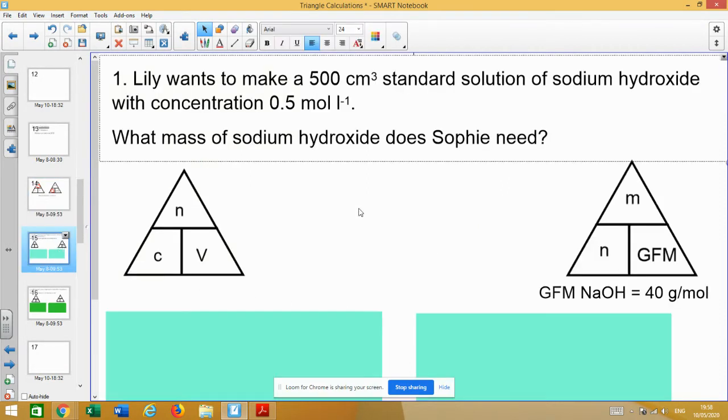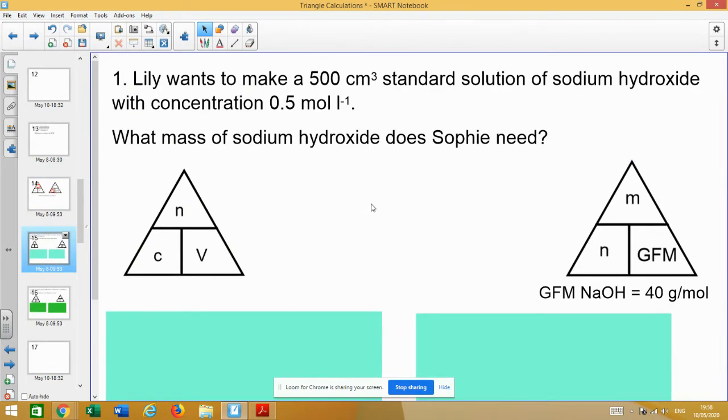So here's an example. Lily wants to make a 500 centimetre cubed standard solution of sodium hydroxide with a concentration of 0.5 moles per litre. What mass of sodium hydroxide does Lily need? So what do we know? We know that the concentration is 0.5. We know the volume is going to be 0.5 because 500 centimetres cubed is 0.5 litres, which is what we want to know. What we want to work out is the mass required for this.